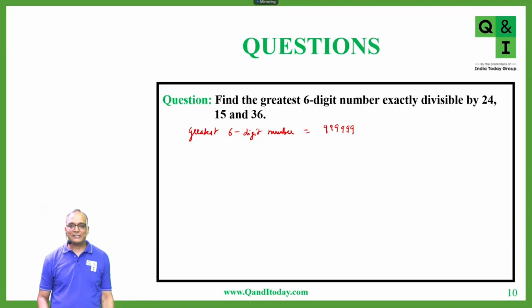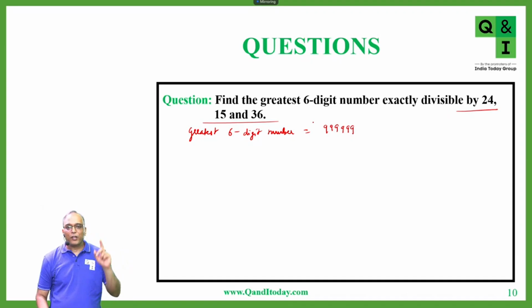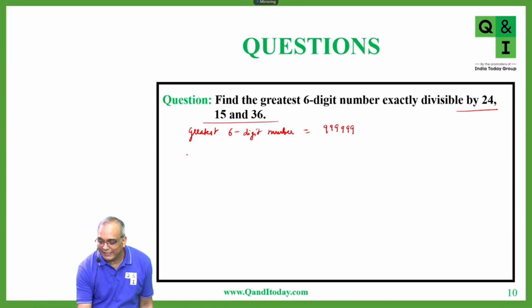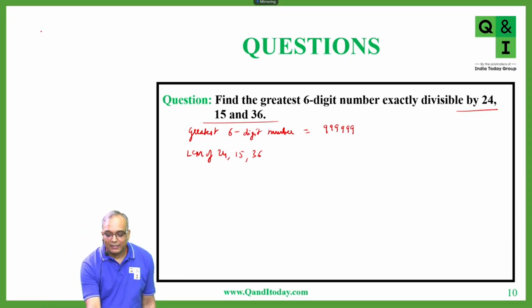Once you have got this number, now you have to find the greatest 6-digit number which is exactly divisible by 24, 15 and 36. For a number to be exactly divisible by 24, 15 and 36, it should be either the LCM or a multiple of that LCM, right? So what we are going to find is the LCM of 24, 15, and 36.